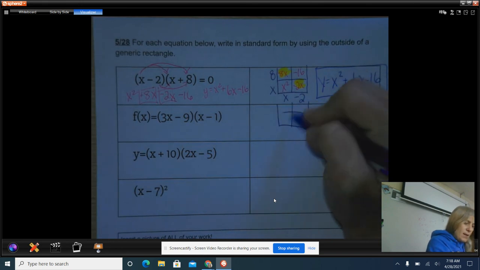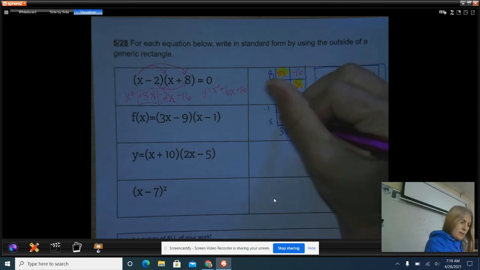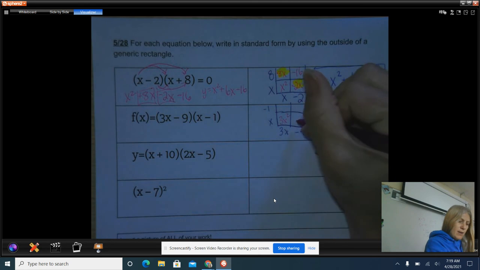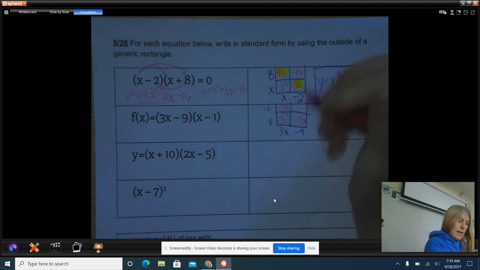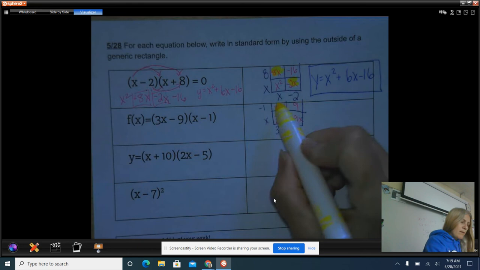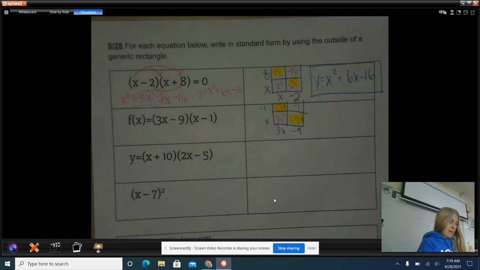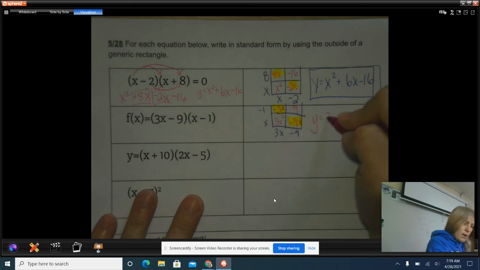We have a 3x minus 9 and an x minus 1. 3x times x is 3x squared. X times -9 is -9x. 3x times -1 is -3x. And -1 times -9 is positive 9. We're going to combine like terms for our final answer. And we have y is equal to 3x squared, -3x minus 9x is -12x plus 9.